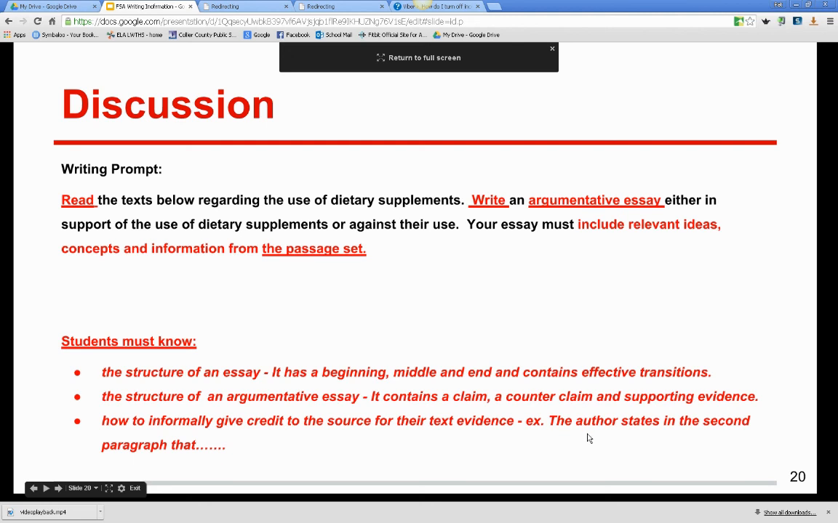An example would be, the author states in the second paragraph that. So they need to know all of these things before ever reading this prompt, because a prompt does not instruct them in what an essay is or what an argumentative essay is. So that's why their knowledge of the standards is pretty important.